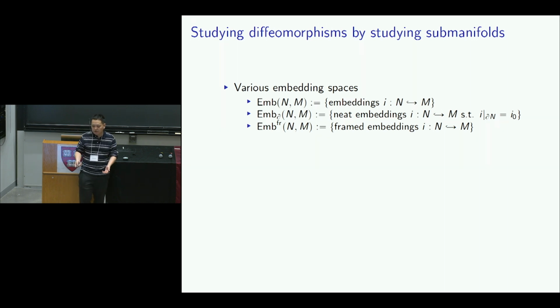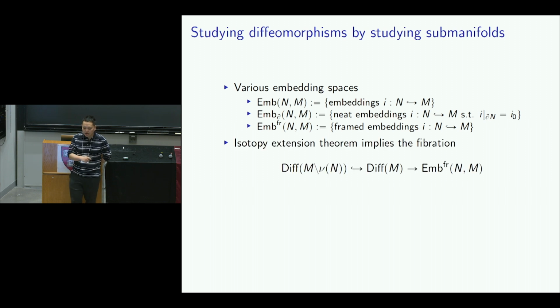You can consider all embeddings. You can consider the so-called neat embeddings. Neat embedding just means that both the domain and the target have boundary. The embedding sends the boundary to the boundary, the interior to the interior, and we consider all embeddings which are fixed near the boundary. So we fix a specific embedding near the boundary. And also we have the space of framed embeddings, namely embeddings equipped with a trivialization of the normal bundle. So these are all different versions of embedding spaces.